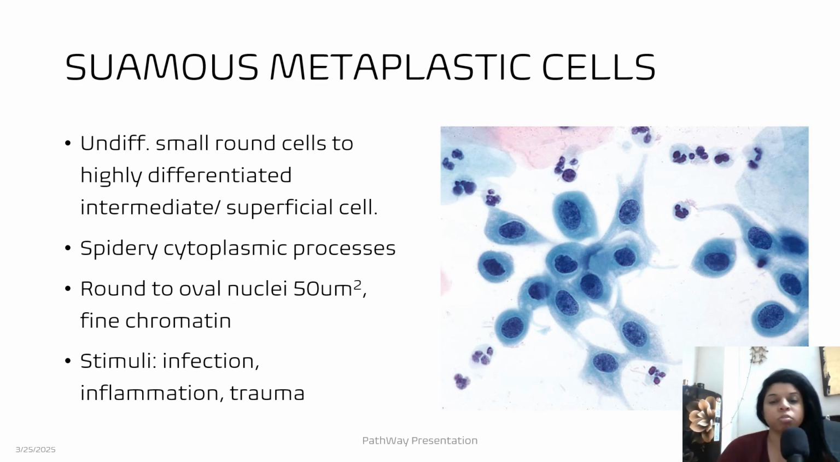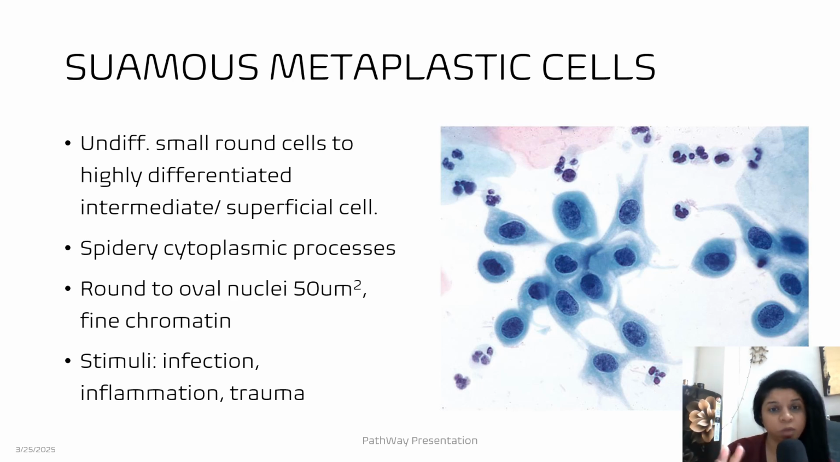Okay, 50 micrometer square, and they have fine chromatin. But you can understand one thing, that the uniformity in the cytoplasm is different from the parabasal cell, obviously. And the shape also, sometimes because of the cytoplasmic process, they might not have a proper shape, but parabasal cells are obviously almost round to oval, and they have a well defined cell membrane also.